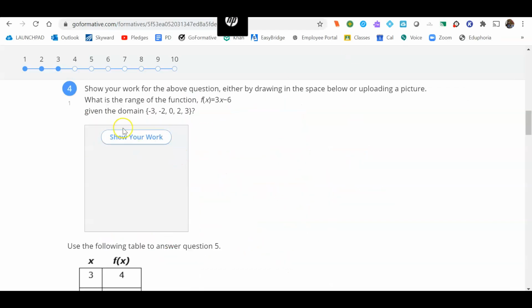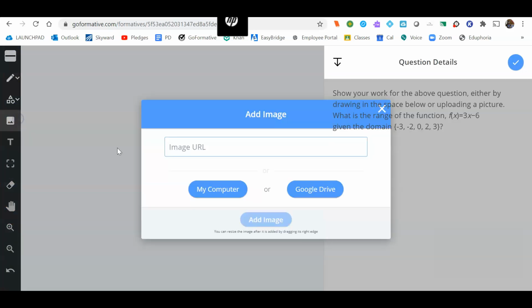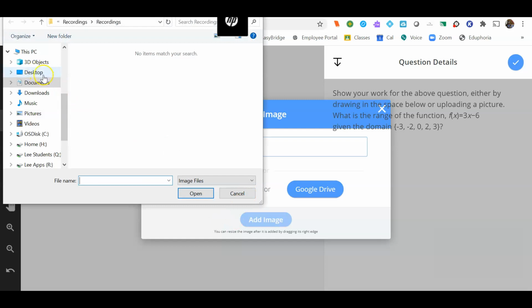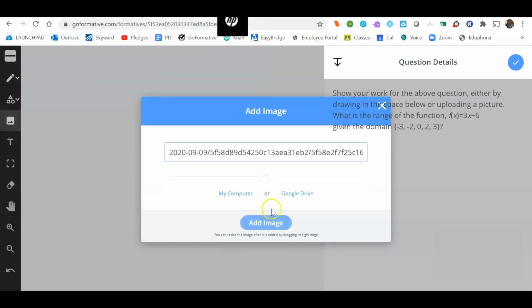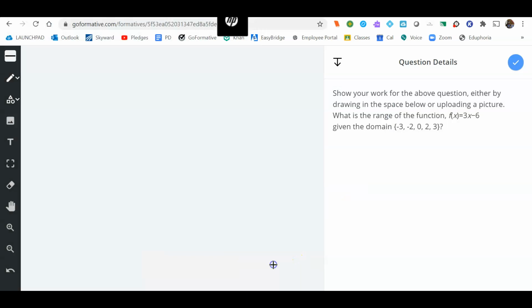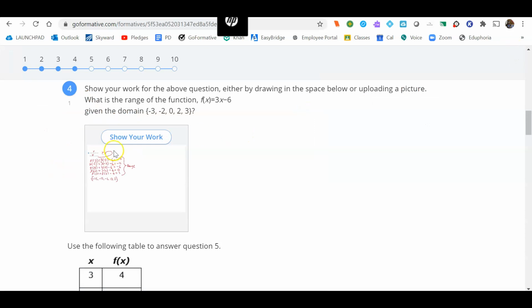So I'm going to go to show my work. I'm going to go to my computer where I saved it. I go to AR review, add that image, and boom, done. Okay, so that's one way to do it. If you did it by paper, you can take a picture of it and upload it. I do want to see your work.